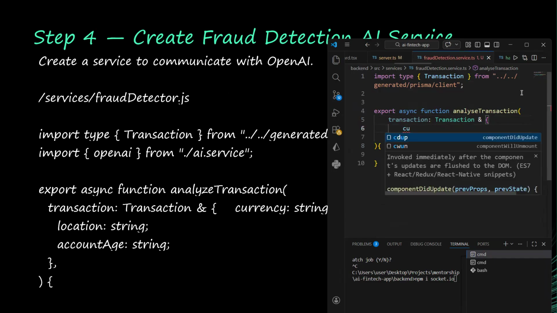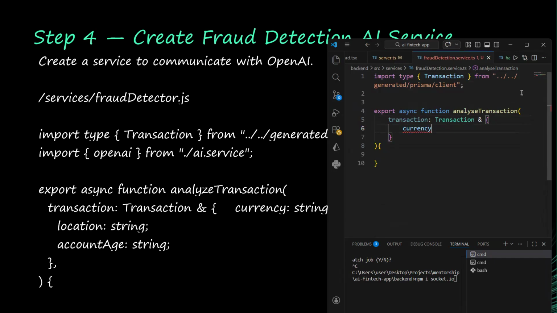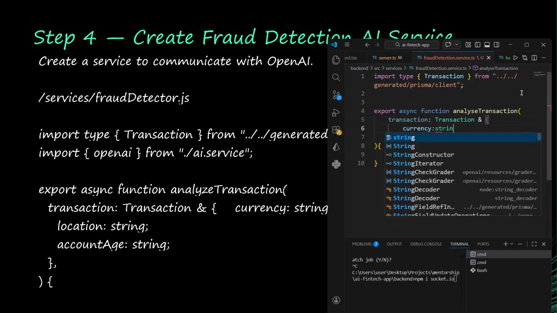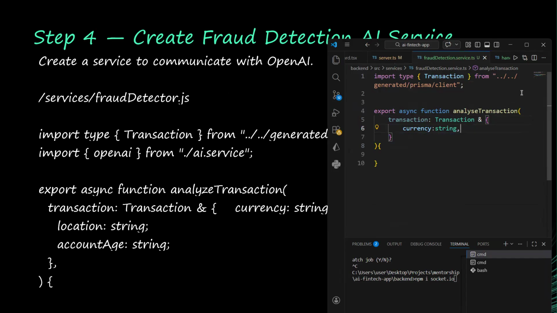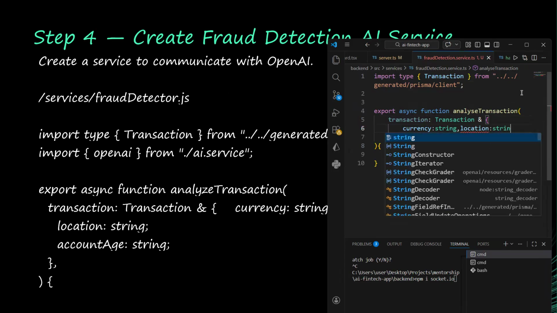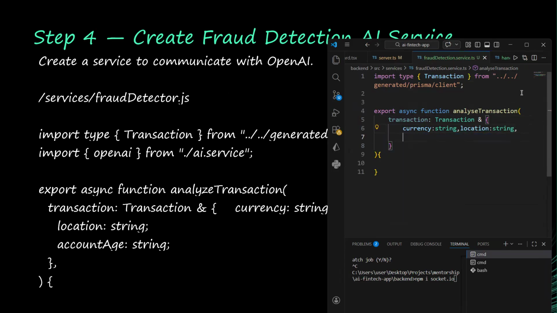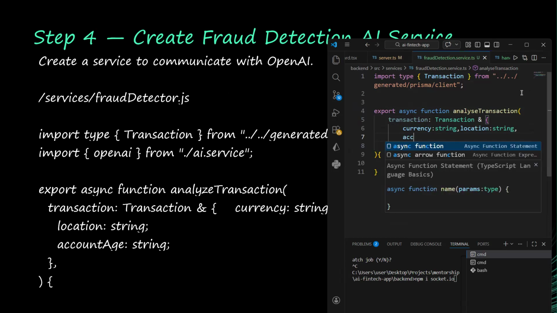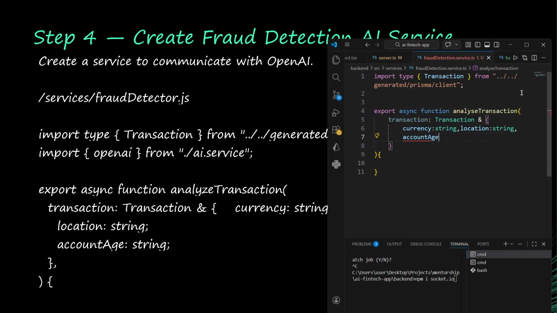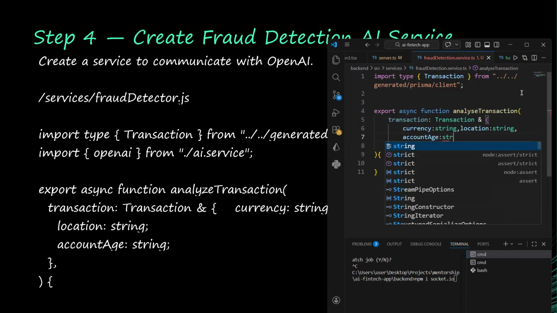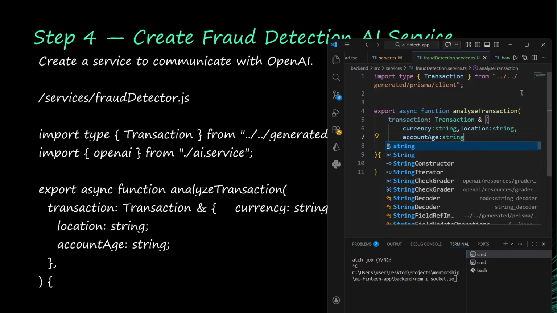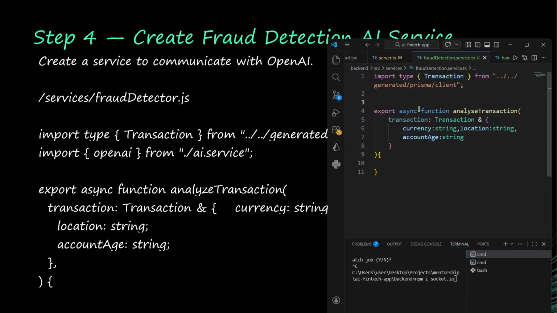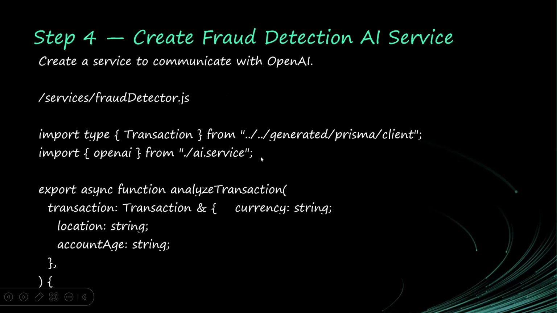My normal transaction does not have this currency property, so it's like I'm adding, or extending. I would also have location. The first time I saw this in TypeScript, I was like, wow, what's this? I would have account age. Just do exactly what I'm doing if you don't understand this, but if you have taken our mentorship class, you should understand this. Now my transaction is of this type.